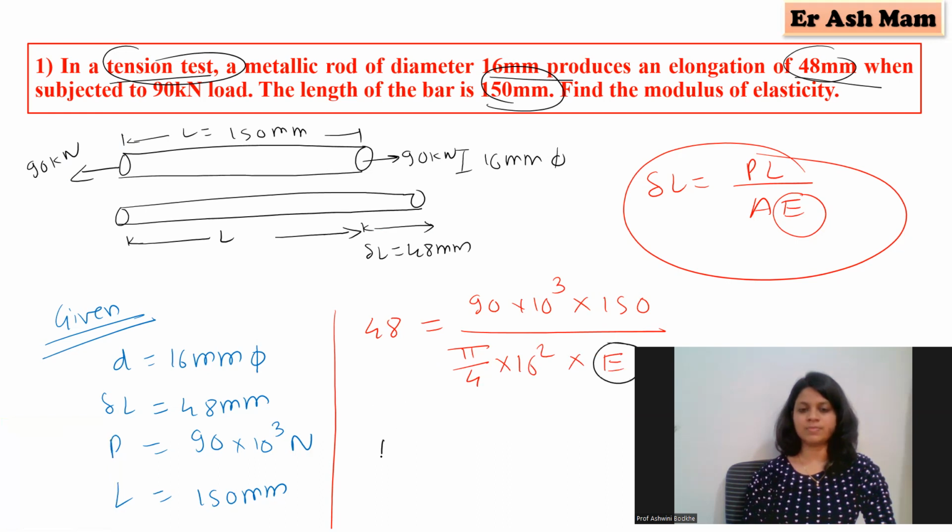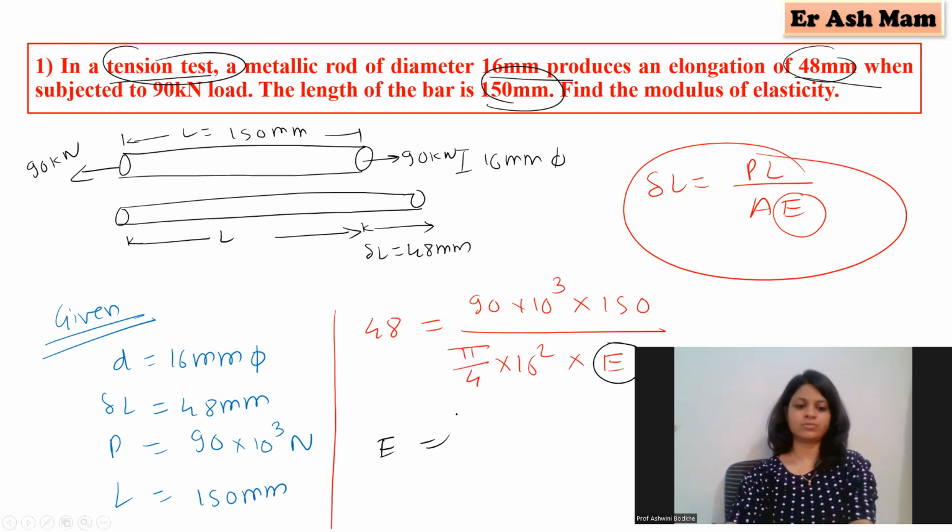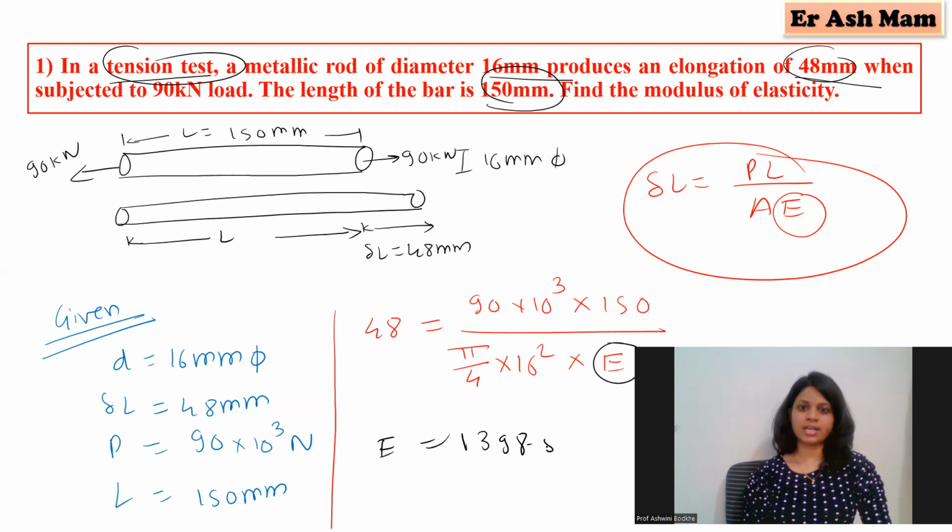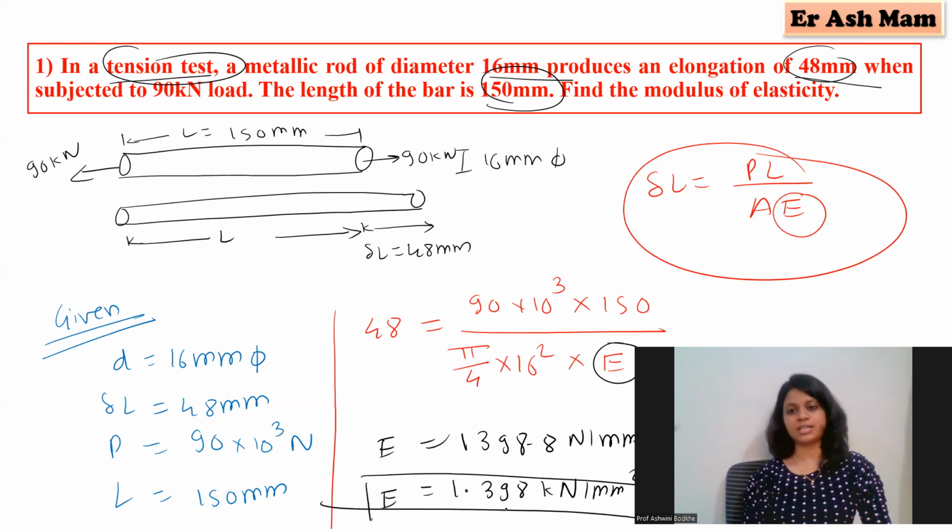Therefore, E equal to 1398.8 newton per mm square or MPa. Convert it into kilonewton per mm square, that is 1.398, divided by 1000. The value of E for this numerical is 1.398 kilonewton per mm square. For this numerical, we used the simple basic formula delta L equal to PL upon AE.